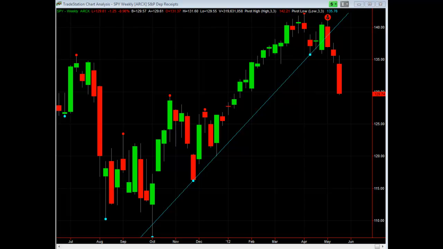now is computerized, so it's very simple to use, and you can have these drawing tools pretty much on any platform. So I'm going to switch to a daily chart and show you some retracement levels using the Fibonacci retracement tool that I have on TradeStation.